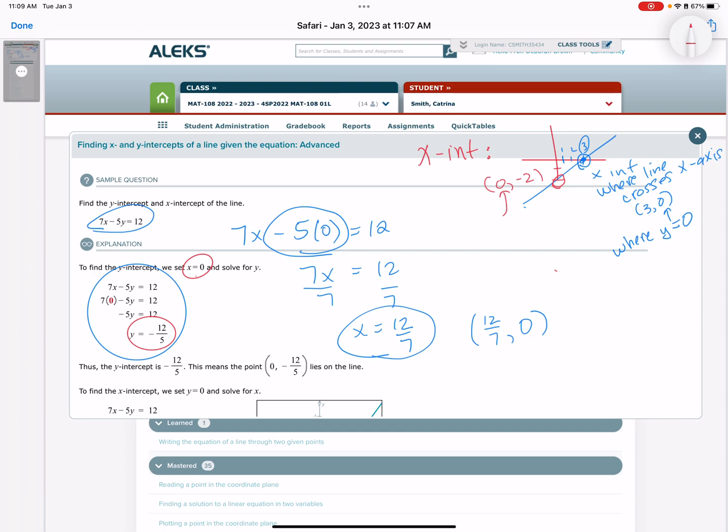So for your x-intercept, just plug in y equals 0. For your y-intercept, just plug in x equals 0. And then, of course, solve for the variable.